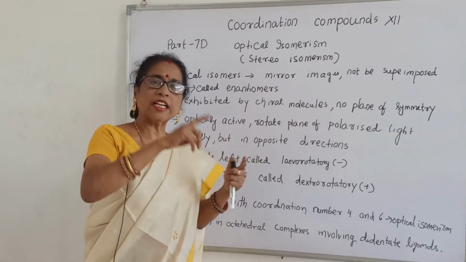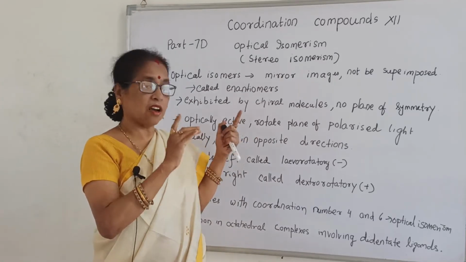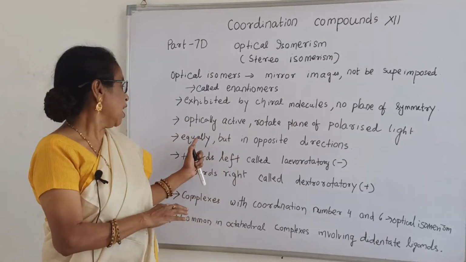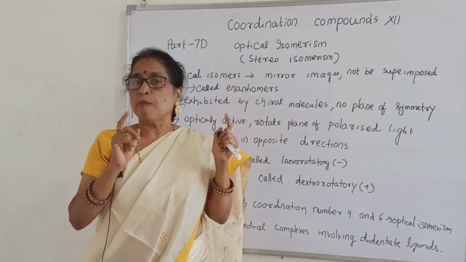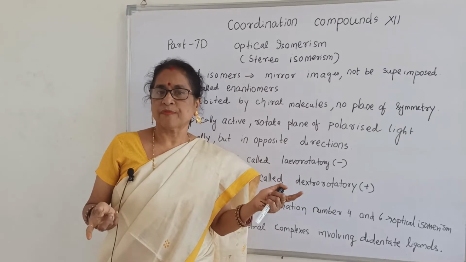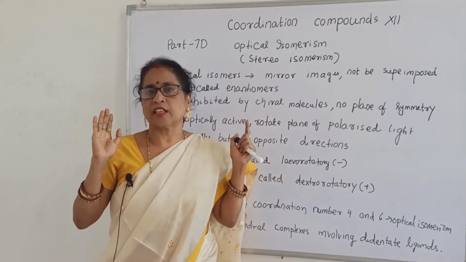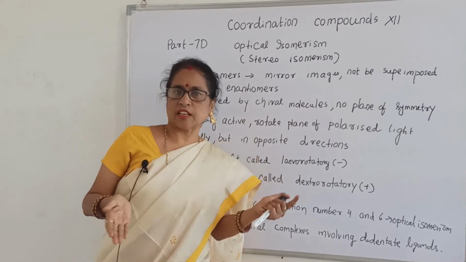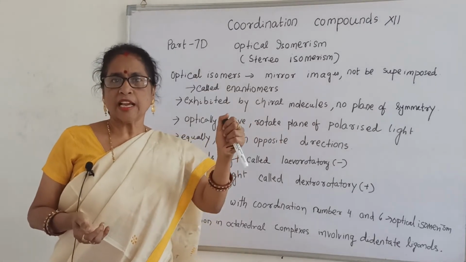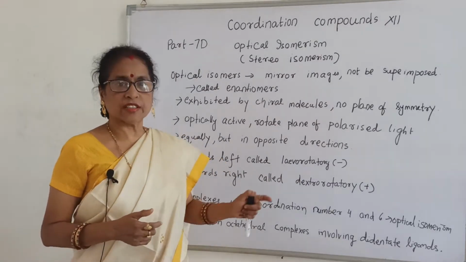And they rotate the plane of polarized light. What is plane polarized light? You will learn in organic chemistry. For now, only remember that they rotate the plane of polarized light equally but in opposite directions. One direction is right and one direction is left. They rotate by an equal angle but in opposite directions, one side minus and one side plus. If it rotates towards the left, it is called levorotatory. If it rotates towards the right, it is called dextrorotatory.